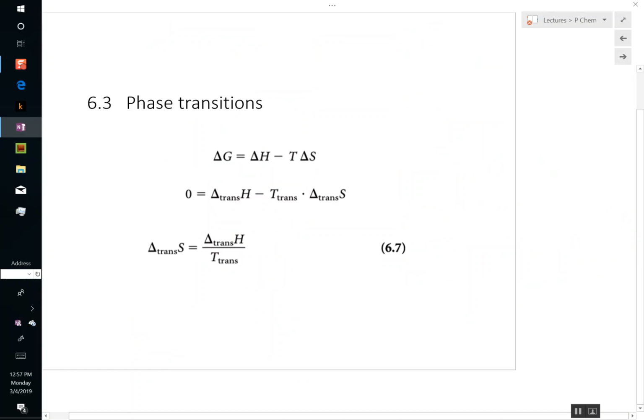Okay, phase transitions. We're familiar with this equation. Delta G equals delta H minus T delta S. In phase transitions, delta G is 0. I'm cutting this right out of the book so you can see that I'm not writing them the way I usually write them, but the way the author usually writes them. The delta H of transition minus the temperature of transition times the change in entropy of that transition equals 0. And this rearranges. This is the trivial equation right here.